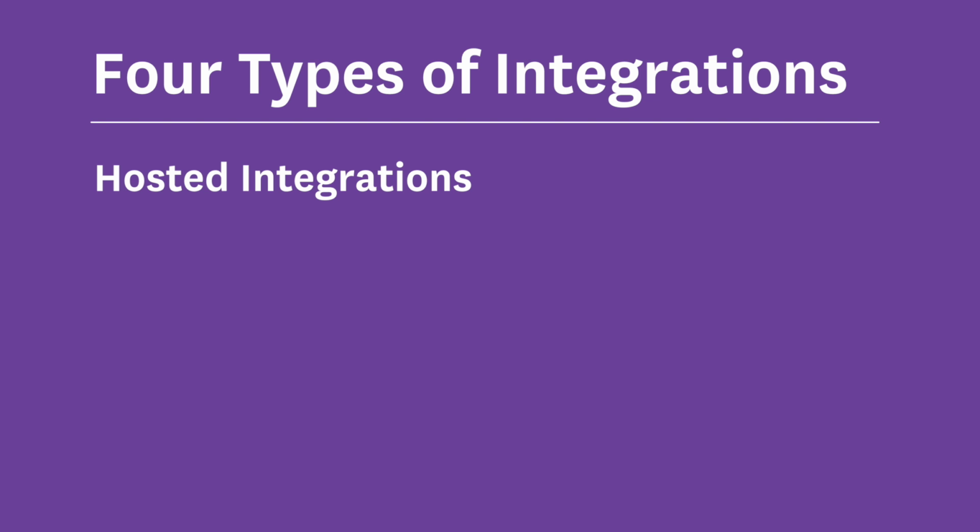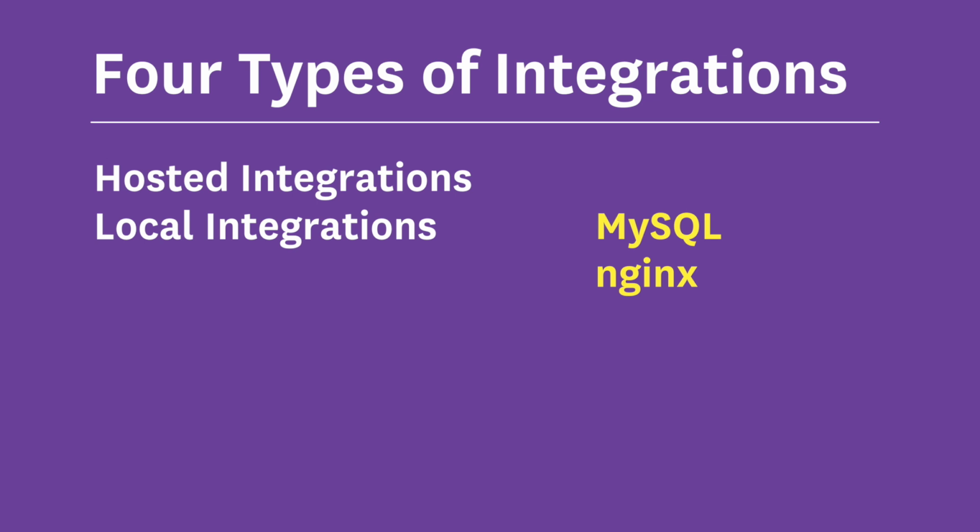First, there are the hosted integrations that rely on an API key or secret or hook. These include services like AWS or GitHub. Then there are the local integrations that rely on an endpoint that we can reach to collect the metrics from the application. These could include MySQL or nginx.